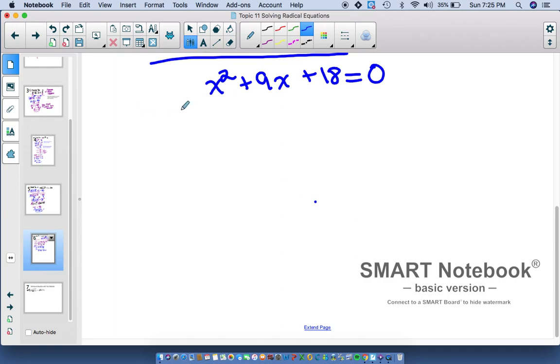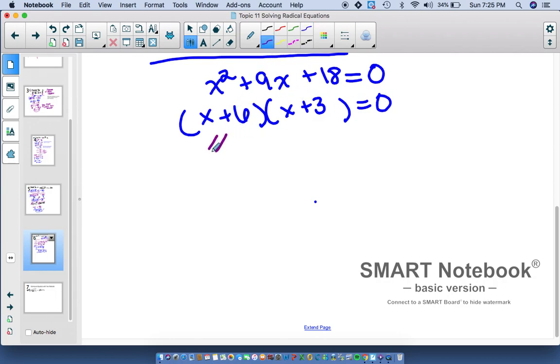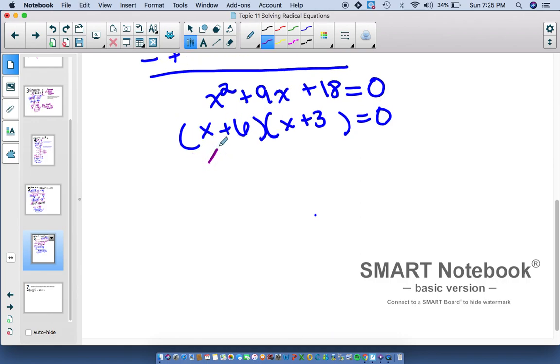factor this. Okay, AC method. So I need two numbers that multiply to 18 and add to 9. Let's see, 6 times 3, because 6 times 3 is 18, and then 6 plus 3 is 9. Perfect. Plus 6 plus 3. Okay. I have two quantities being multiplied to give me 0. Zero product property says take each piece, set it equal to 0, and solve.